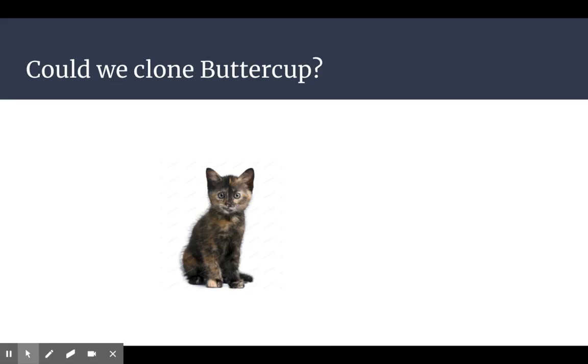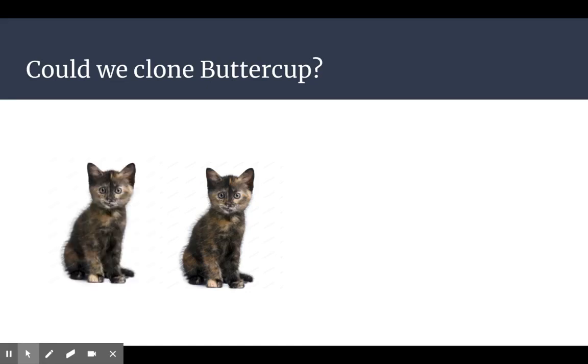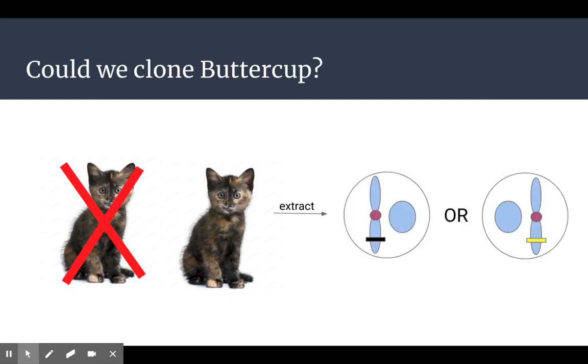Now, could we clone Buttercup to make another tortoiseshell? Well, this would not be possible, because if we took a cell to clone, that cell would only have one of the color alleles, which will lead to only that allele being expressed. In other words, the clone can be either black or yellow, but not tortoiseshell, since both the dominant and recessive alleles are required for this pattern to be expressed.